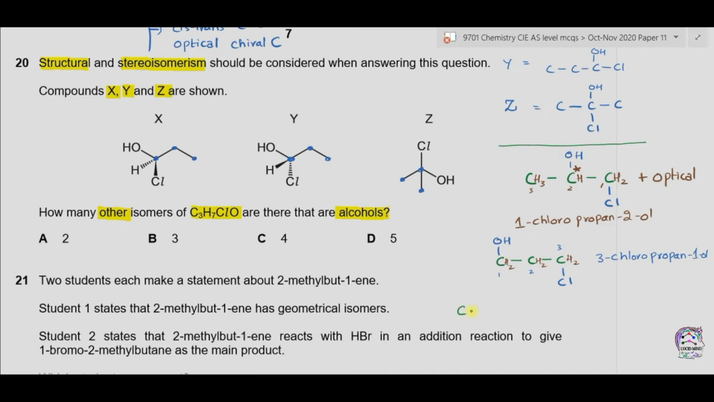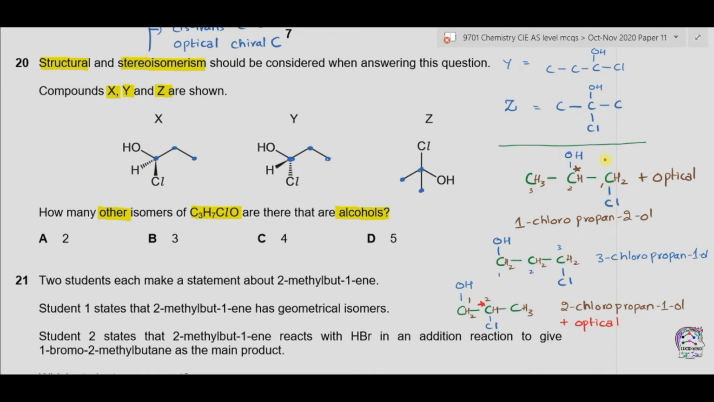Another possibility is that we have 3 carbons, OH is attached to the first carbon atom and Cl to the second carbon. Filling hydrogens, we have 2 hydrogens, 1 and 3. The numbering starts from this carbon atom, so we have 2-chloropropane 1-ol. The central carbon is attached to 1 hydrogen atom, 1 chlorine atom, 1 CH3 and 1 CH2OH. So all 4 groups are different, so therefore this is a chiral carbon. And this must have an optical isomer.